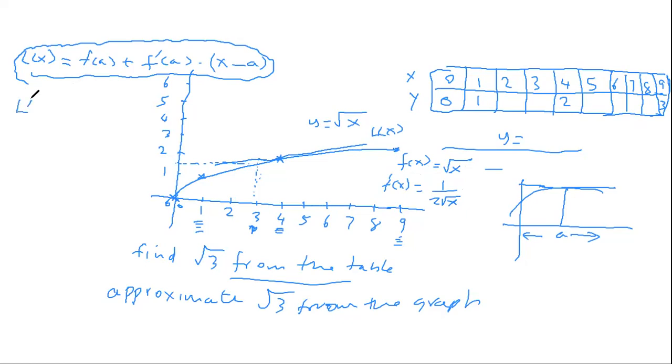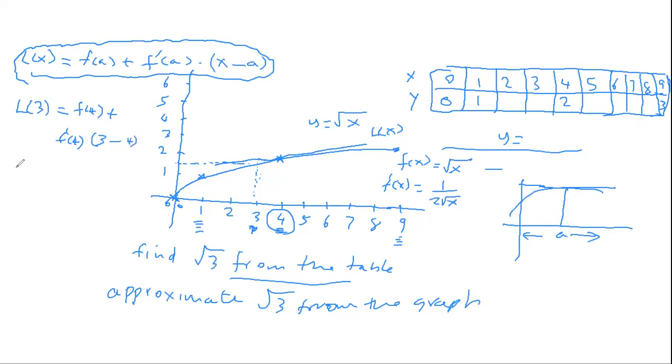Now, we said we want the square root of 3. We plug in 3. My focal point is what? 4. So we're going to say f of 4 plus f prime of 4, multiplied by x, which is 3, minus what? Minus 4.